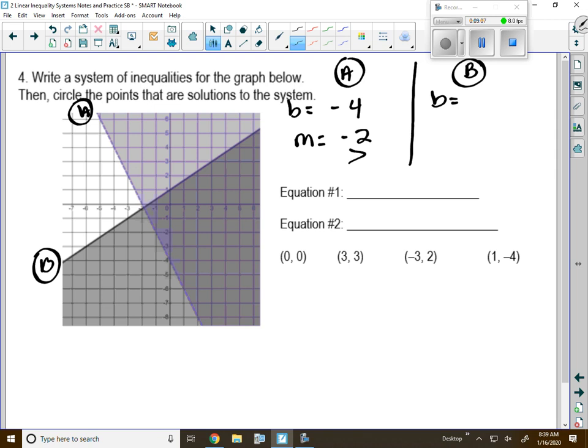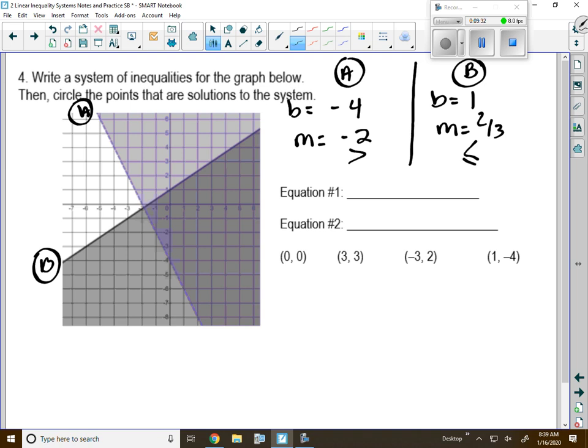All right, line B has a y-intercept of 1. Slope of 2/3. Thank you. Positive 2/3. It's going up from left to right. Where's that one shaded? Below. Is it equal to?